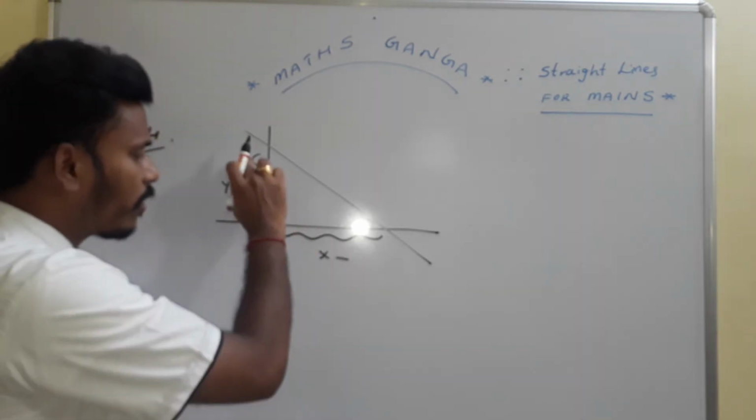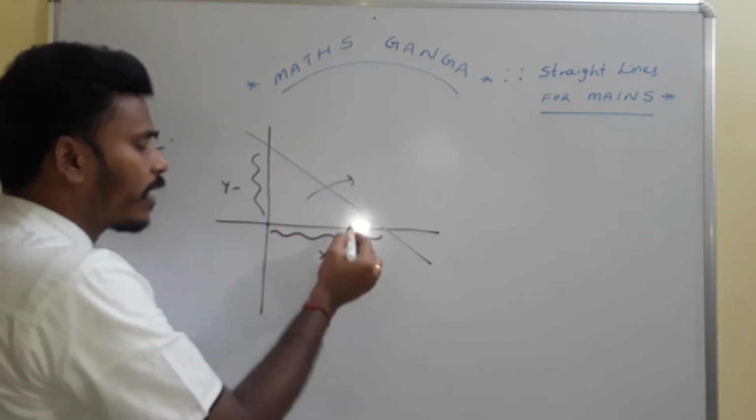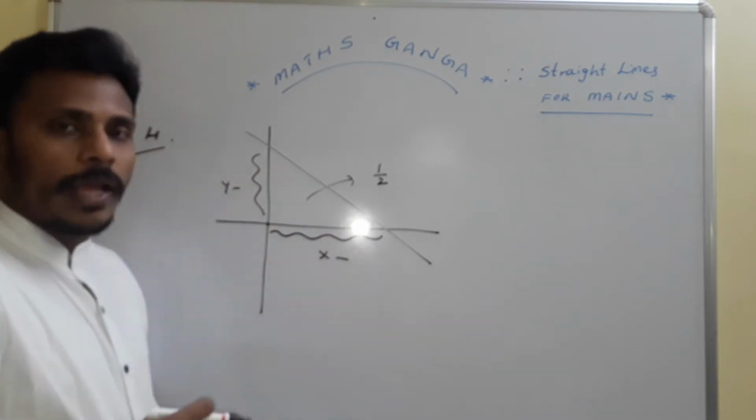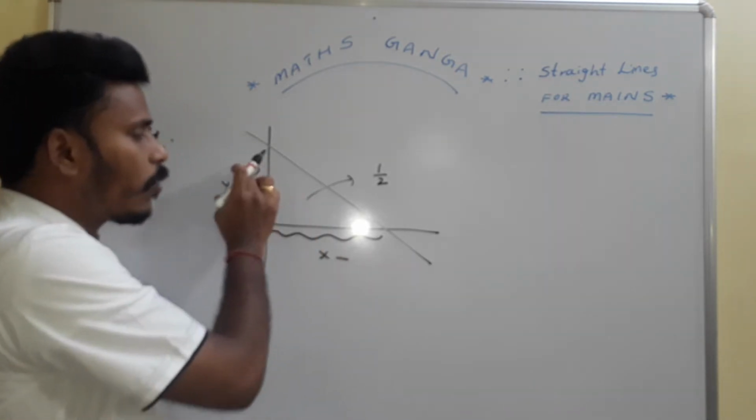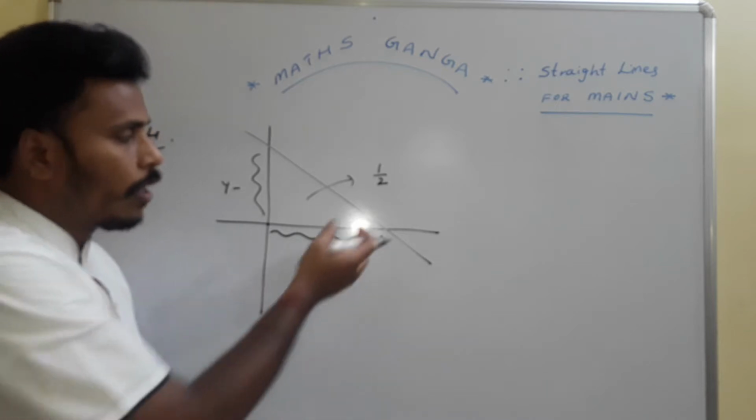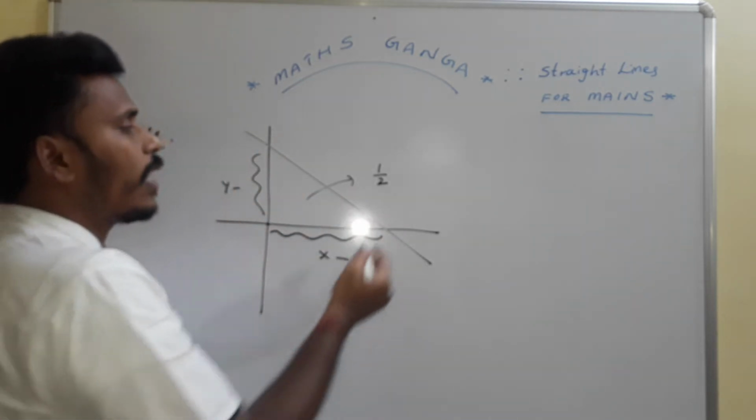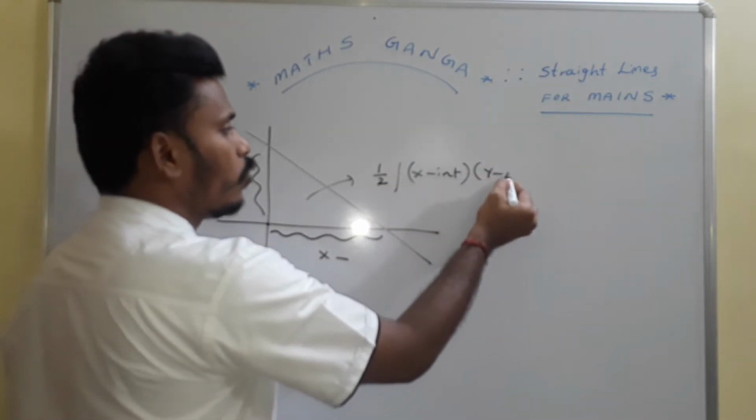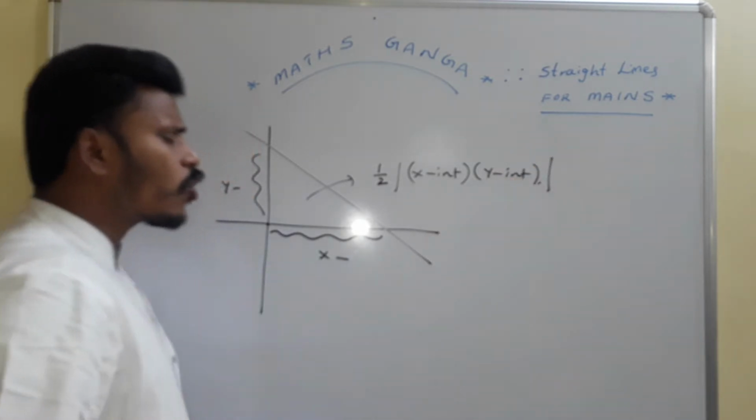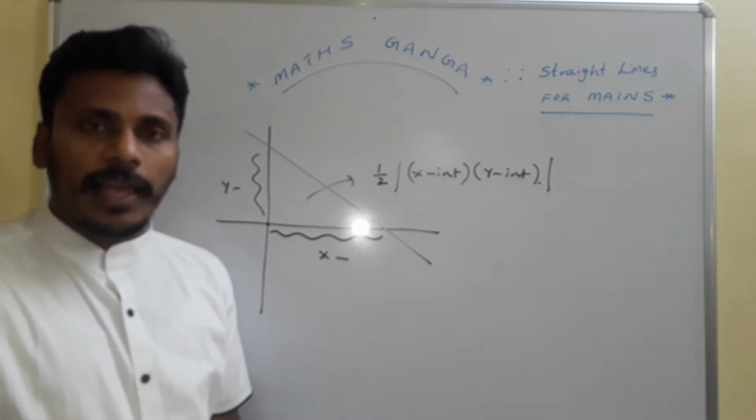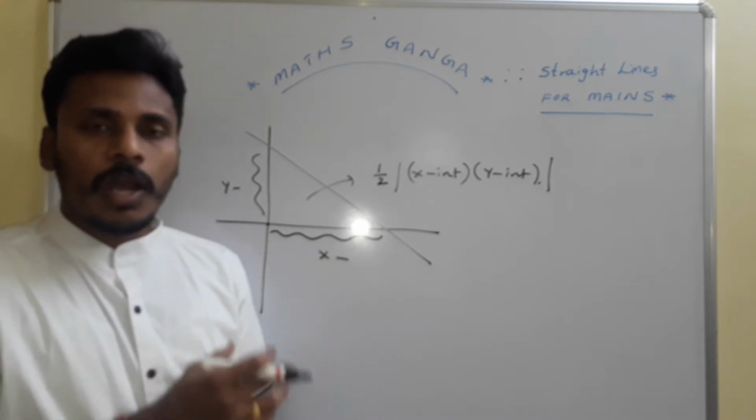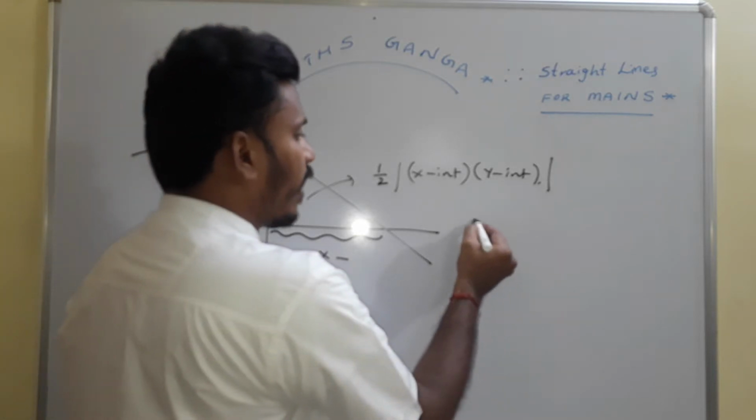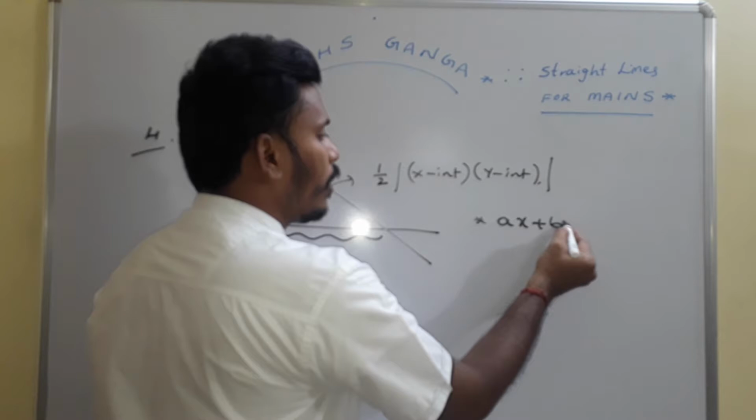See, if this is the x intercept and this is the y intercept, then it looks like a right angle triangle, and its area is half x intercept into y intercept. The values of x intercept and y intercept may be positive or may be negative according to the position of the line. So we are considering the area of the triangle as half mod x intercept into y intercept. So the area of the triangle formed by a line with the coordinate axis is nothing but half mod x intercept into y intercept, right?